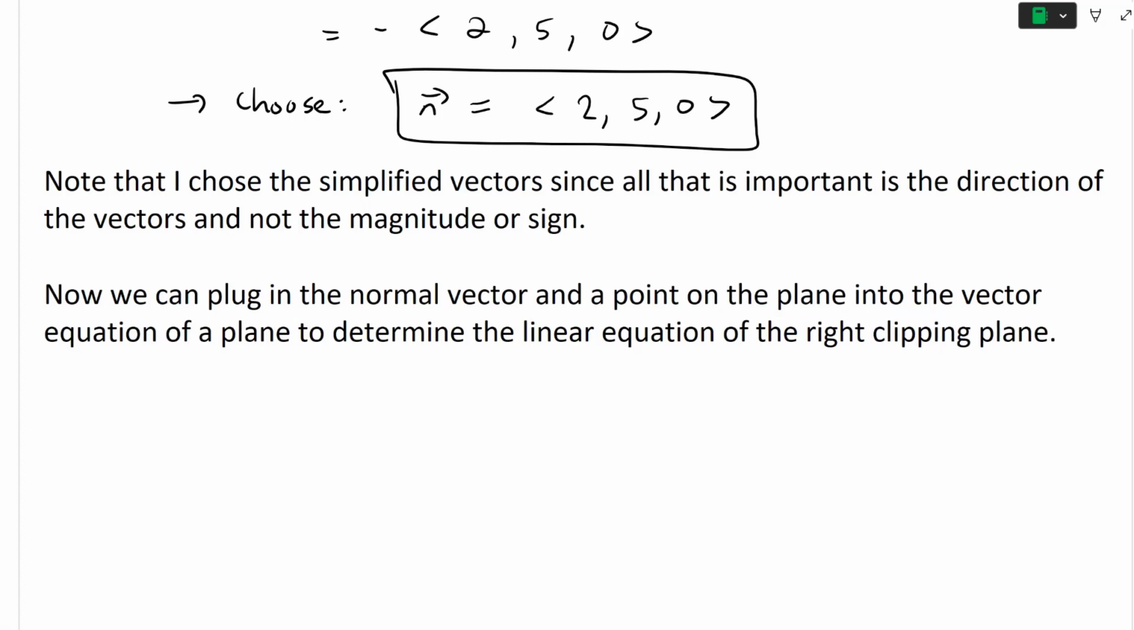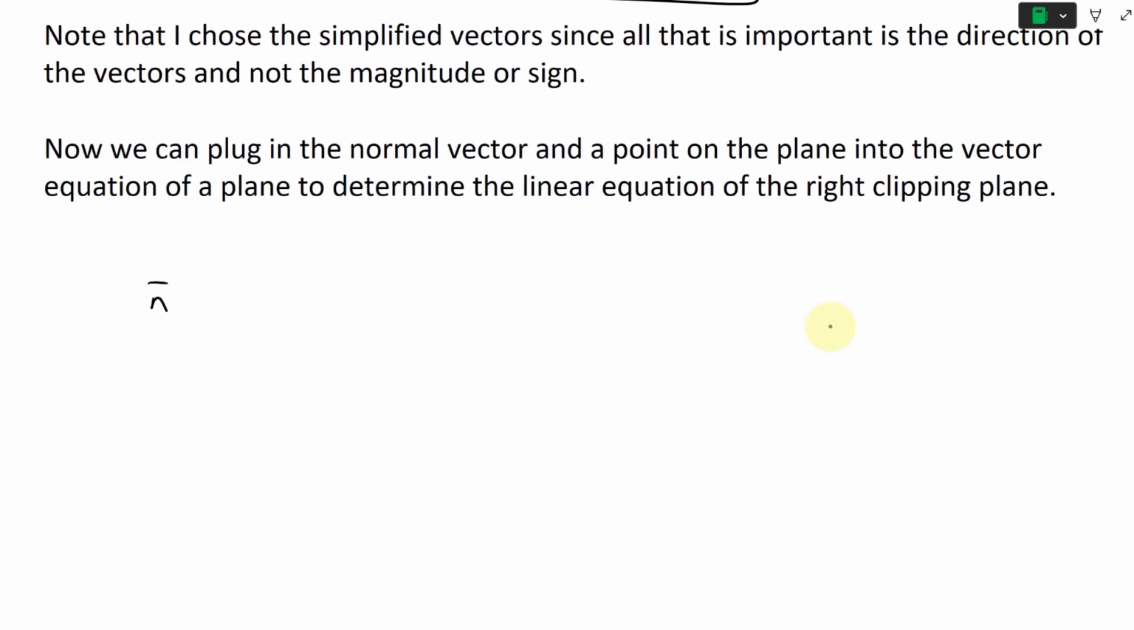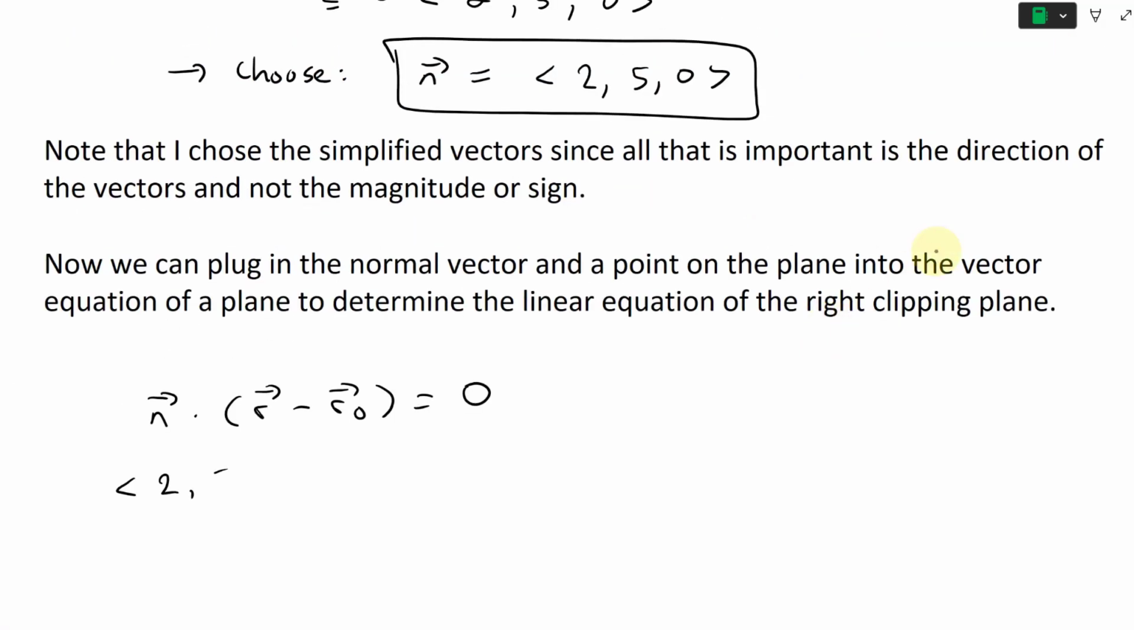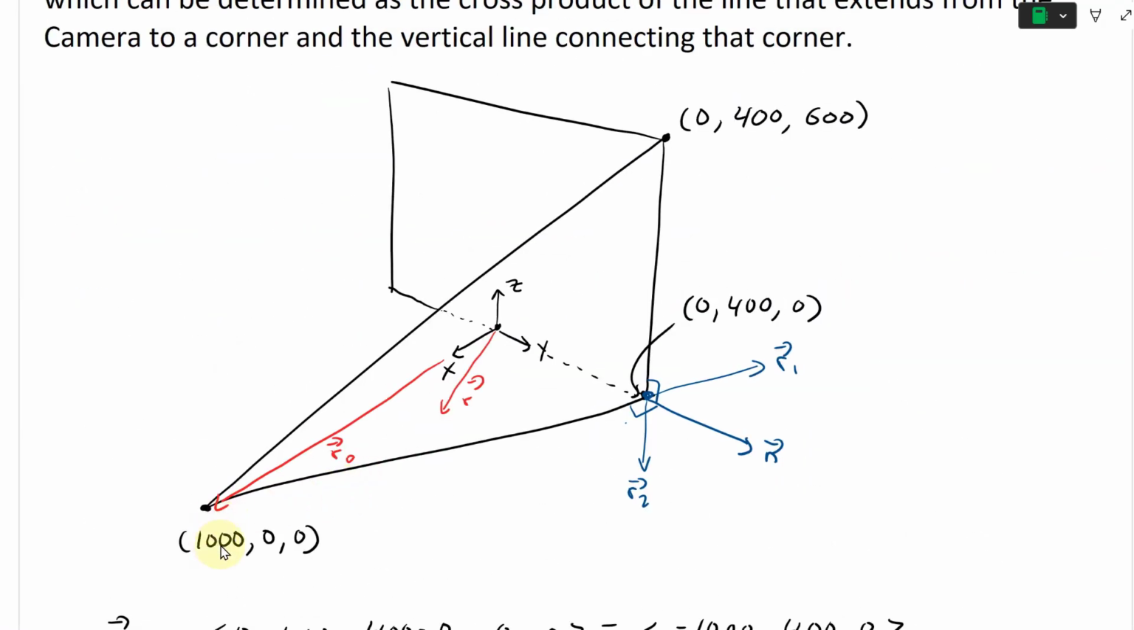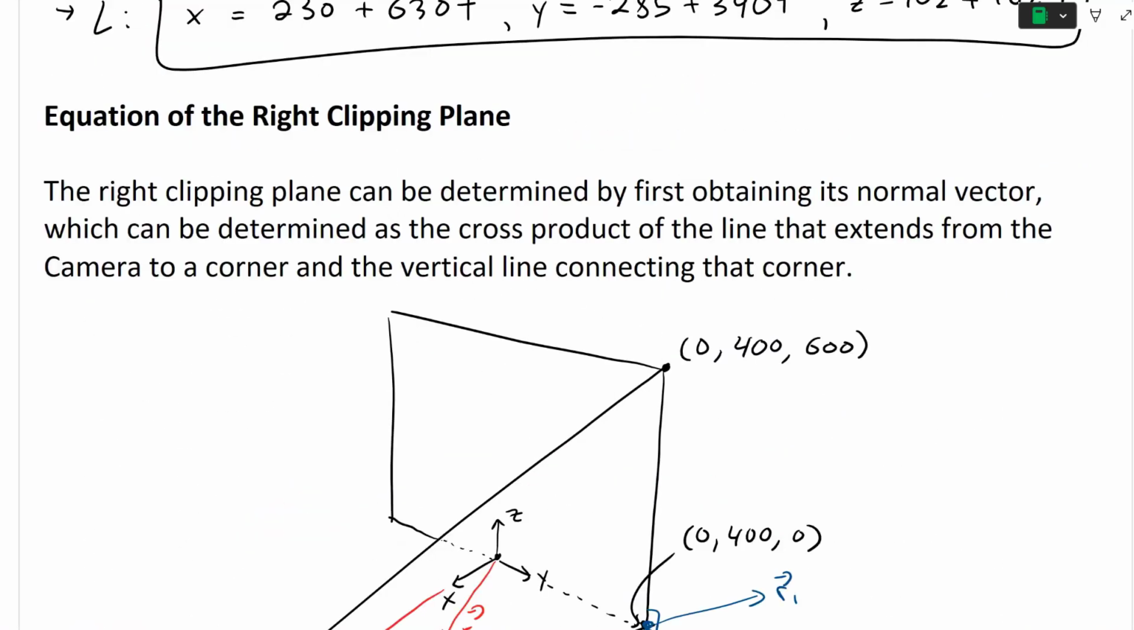So we have the direction properly. Anyway, we go n dot (r minus r naught) equals 0. Then the normal vector is going to be (2, 5, 0) dot, and then the difference between these two, which I'm going to simplify: x minus the r naught. Remember, r naught we just picked as (1000, 0, 0), because this is a point on the plane.